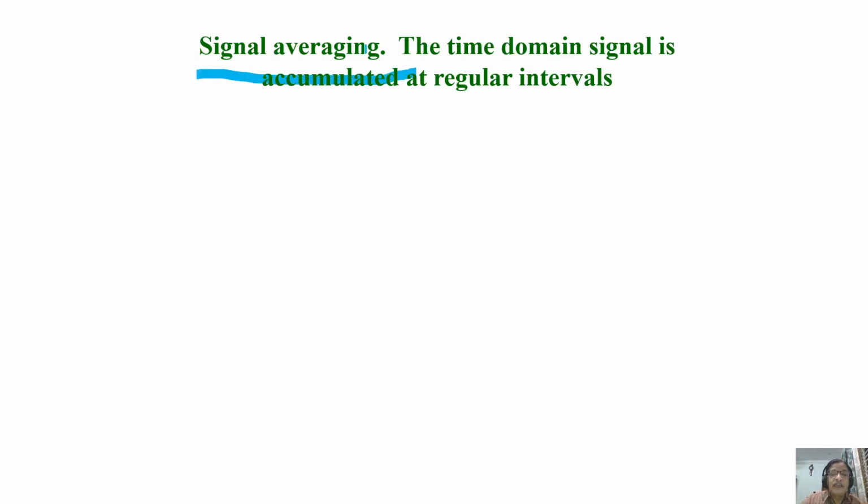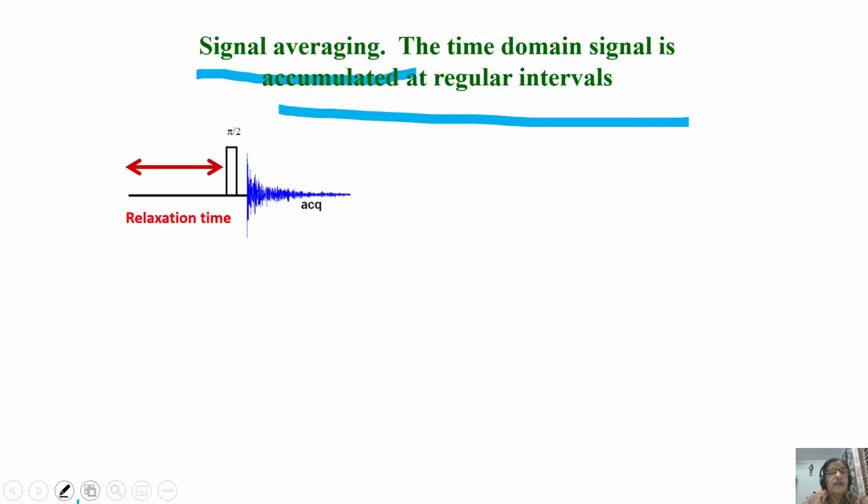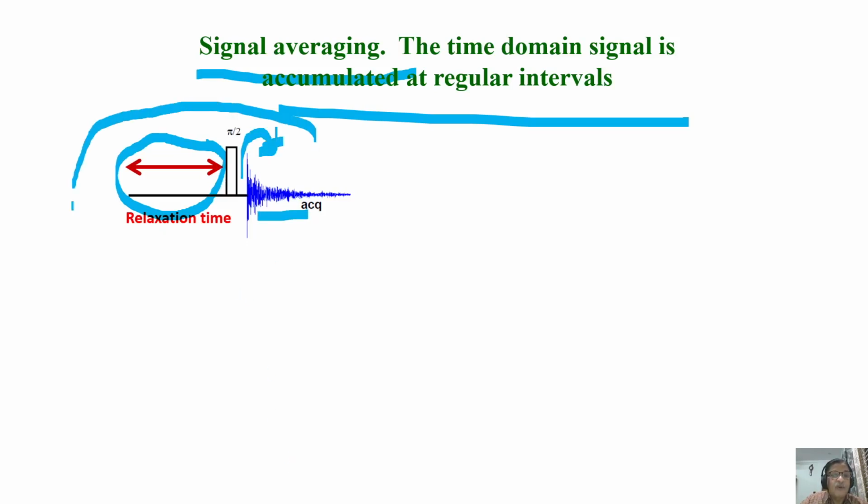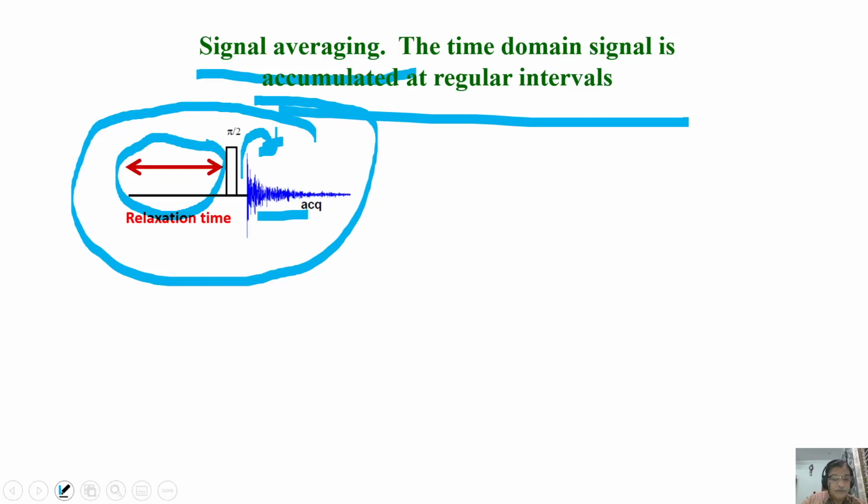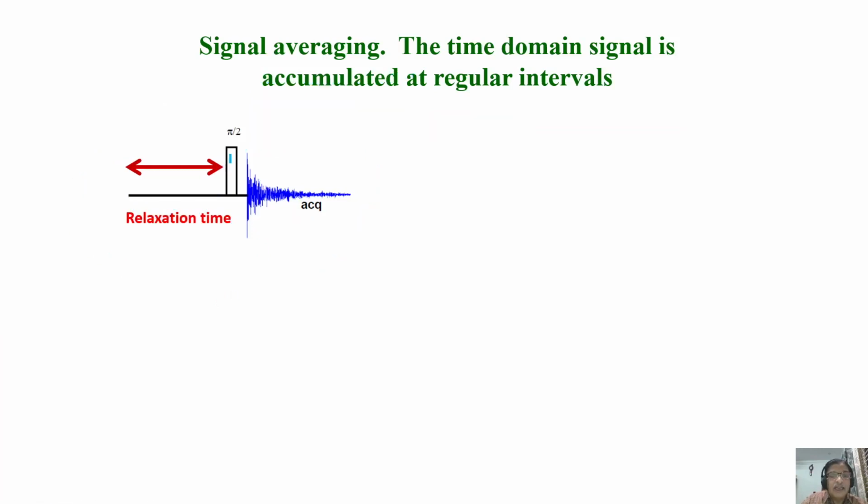Remember, it is called signal averaging. The time domain signal is accumulated at regular intervals. Like this, you start collecting the signal here. There is a time, which I will tell you, the relaxation time, how much you have to give. Apply a radio frequency pulse. There is a time delay here, it's called dead time delay. Okay, and then start collecting the signal. This is one experiment. This is one time when you want to acquire a signal, this is what you do. Please understand. Send a radio frequency pulse and collect the free induction decay.